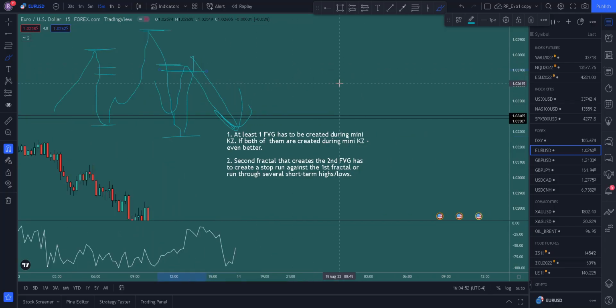So this is the first example, right? Or we have, let's say, a high and then lower, and then we have several, 2 or 3 short-term highs, and then the price goes above. It doesn't have to go above this high, but it goes above maybe this high here, right?